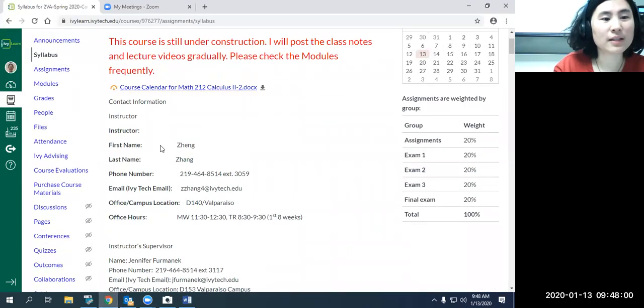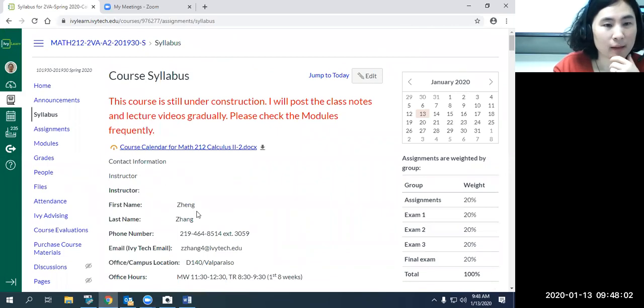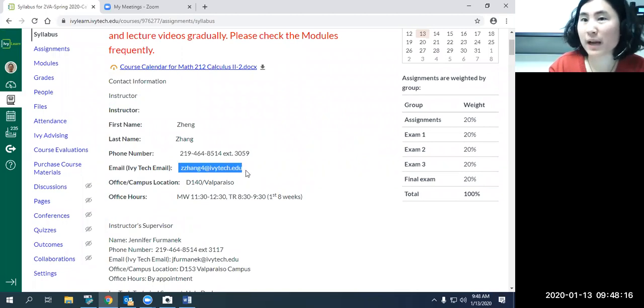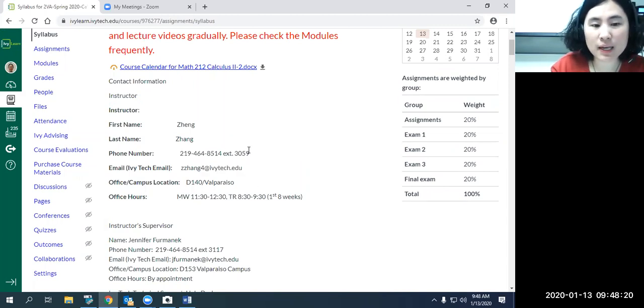Let's go back to the syllabus. Please let me make sure that we're recording. Okay, we're recording, good. This is my contact information. Sending me an email is the most effective way because I check my email periodically each day. You can also call me, but for anything urgent, send me an email. That's the quickest way.